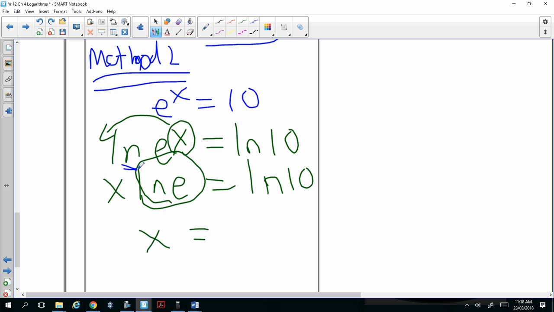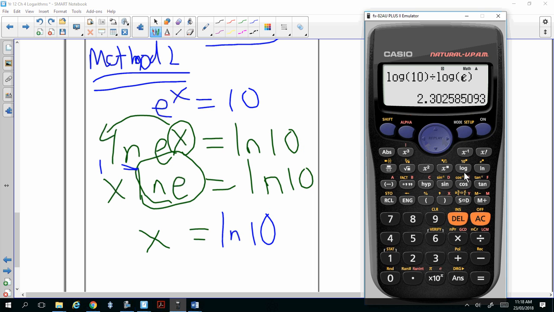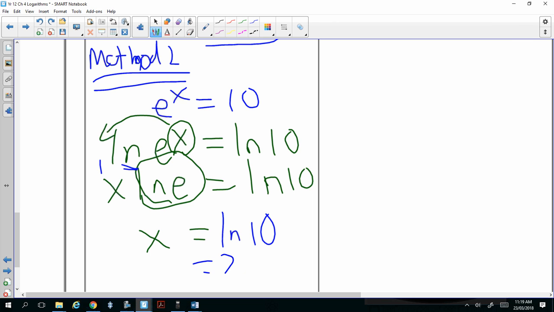Right? So if you do ln 10 on your calculator, you should get the same answer. So you don't have to press extra button to get the answer. Just press ln 10, 2.30, exactly the same. Like that. All right. Any question?